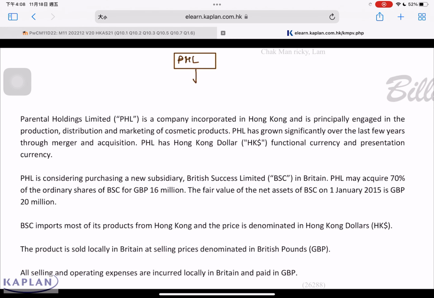PHL, investment in BSC, is a new subsidiary. The functional currency of PHL is the Hong Kong dollar. What we have to consider is, what's the functional currency of BSC? PHL is a company incorporated in Hong Kong, engaged in the production, distribution, and marketing of cosmetic products. PHL is considering purchasing a new subsidiary, BSC, and may acquire 70%. If it's 70%, it means it's a foreign subsidiary, because it is located in Britain. This BSC is considered a foreign operation.